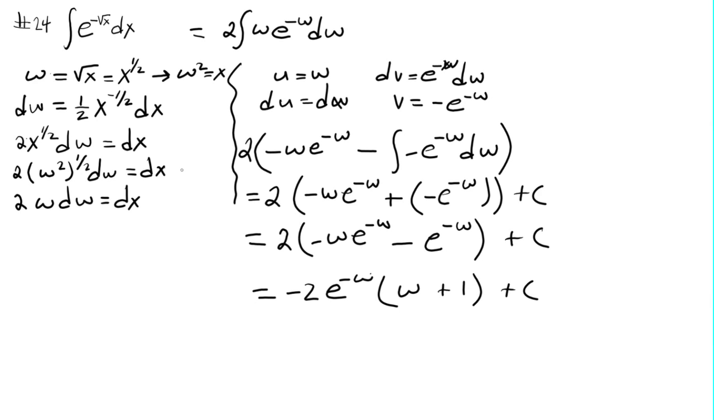Now I can substitute back in for w. So here's my w. This is minus 2 e to the minus square root of x times the square root of x plus 1 plus c. And if you check your answer on your TI-89 calculator, this is exactly what you get. And that's it for this random homework problem.